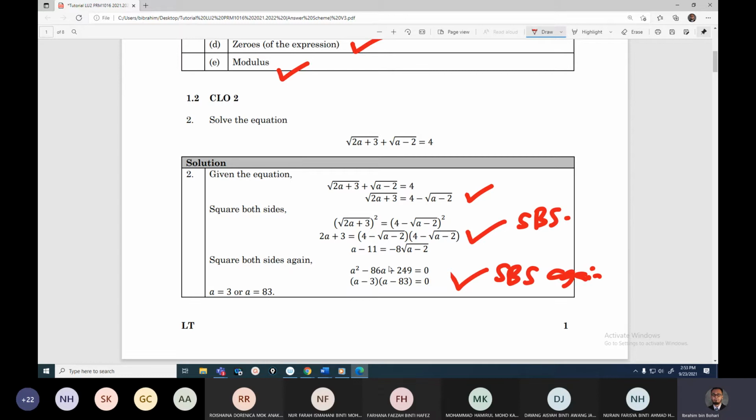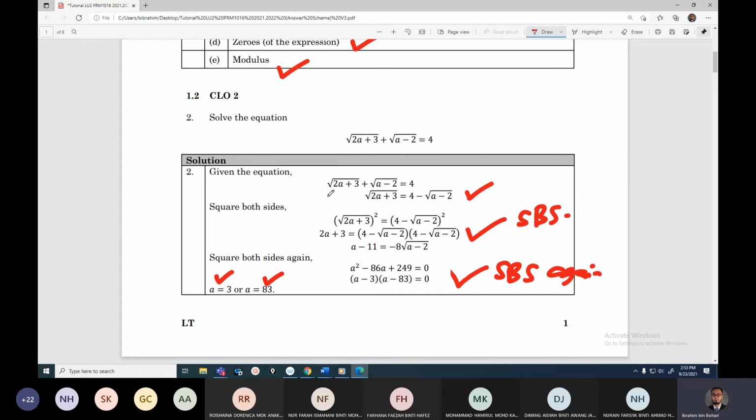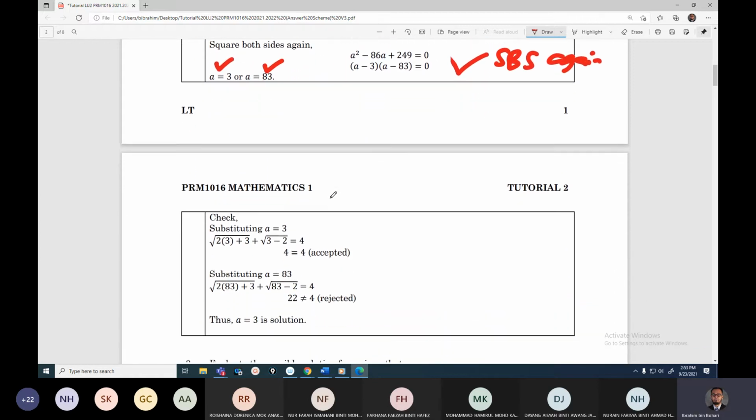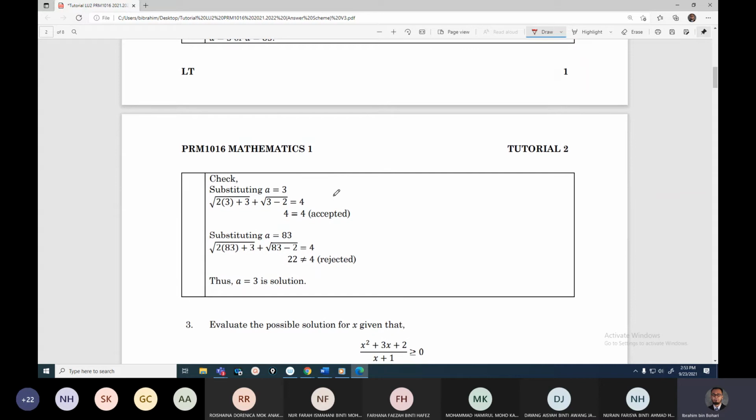Okay, so equals to the a minus 3 times a minus 83 equal to 0. So the value of a here equals 3 and a here equals to the 83. Yeah, and then you compare the left hand side and the right hand side of the equation. Method ini sebenarnya kalau you all check dia sama dengan LU1 okay, yang kita belajar 2 minggu lepas ya. So you substitute this value a equals to the 3, substitute into the equation. Mana you punya equation tadi? 2a plus 3.